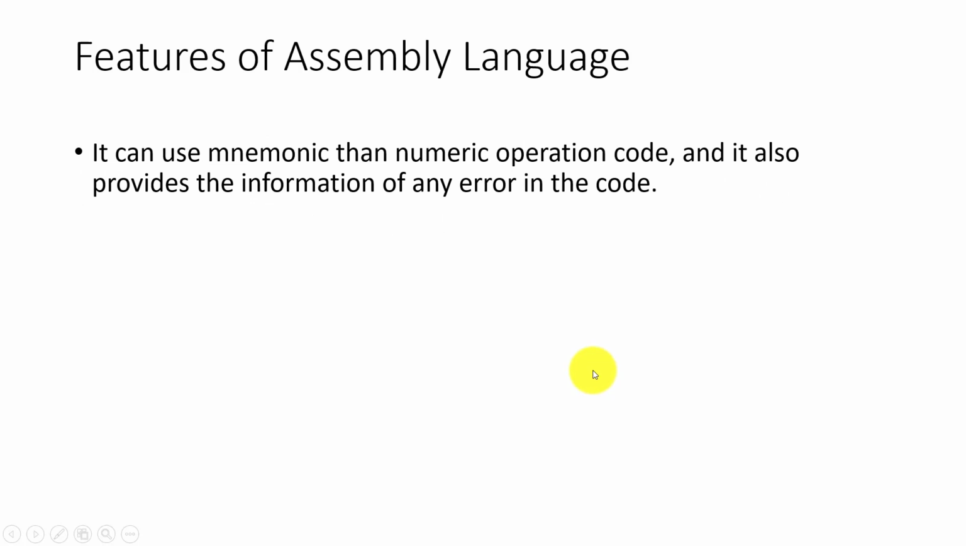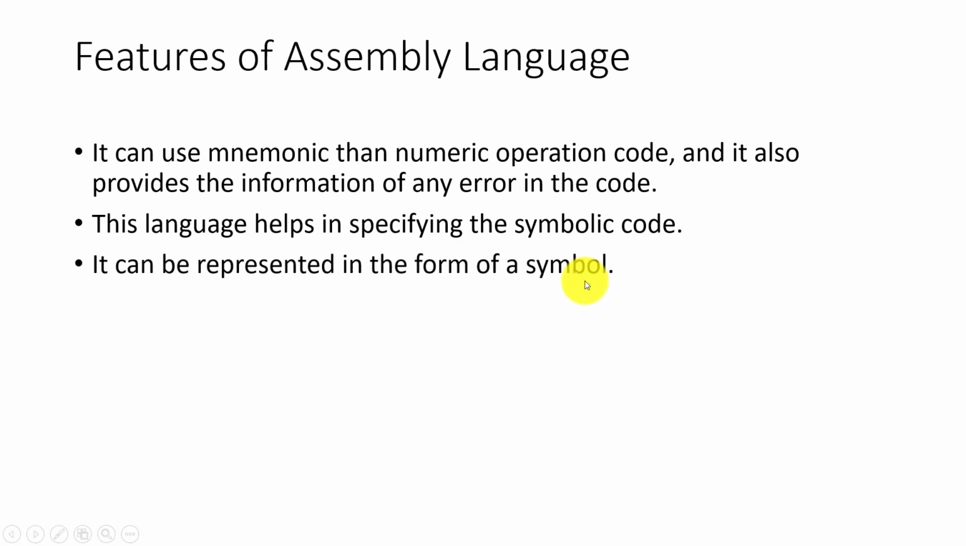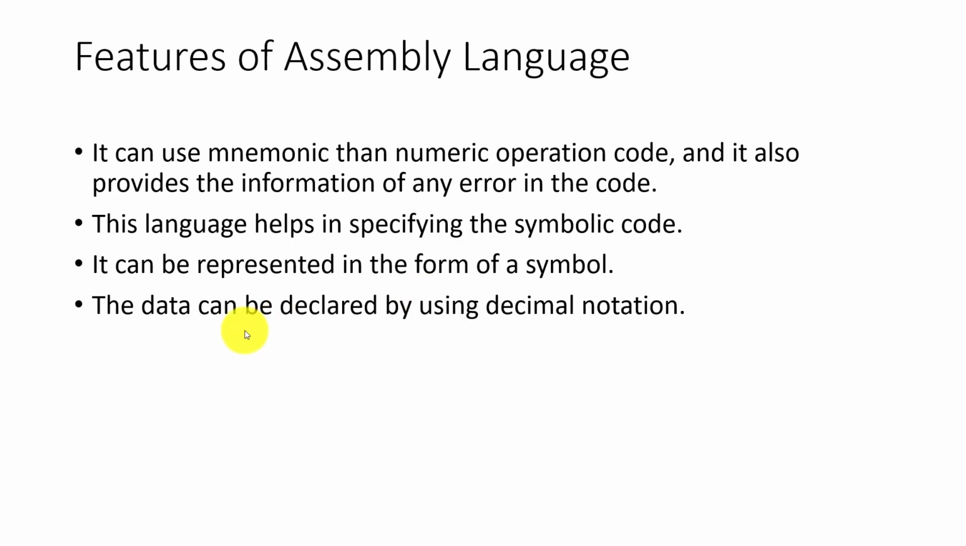Now let's understand what the features of assembly language are. It can use mnemonics, that is, symbolic operation codes. It provides information about any error in the code. This language helps in specifying symbolic code, because here you are using symbols like addition, subtraction, multiplication, division, etc. So it can be represented in the form of symbolic code, which is very easy to read also. Data can be declared in decimal notation. These are all the features of assembly language.